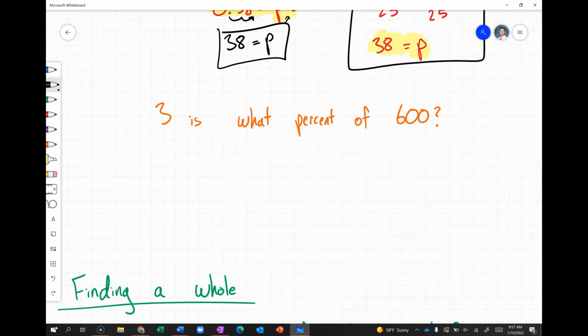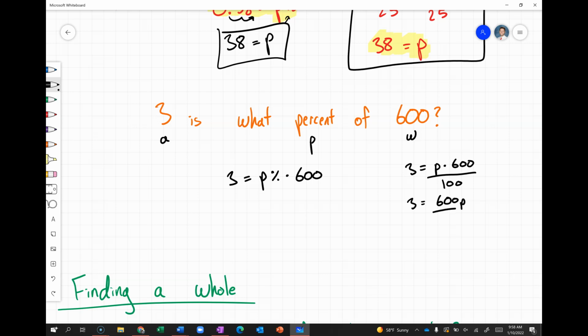So let's do another example. 3, so that's A, is what percent, P, of 600, which is W. So 3 equals P percent times 600. Or again, 3 equals P times W, so P times 600 divided by 100. So that would be 3 equals 600P over 100.